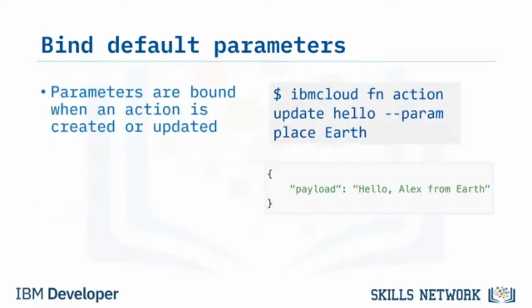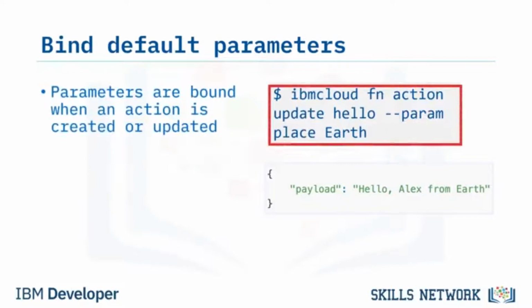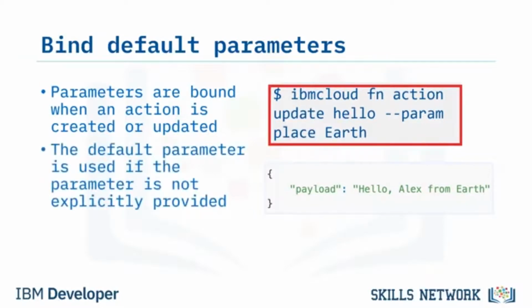Parameters are bound when an action is created or updated. If you run the action update command and specify the place parameter, you define this value as the default. If this function is invoked and the place parameter is not explicitly provided, the function will use earth as the default place, as seen in this example.